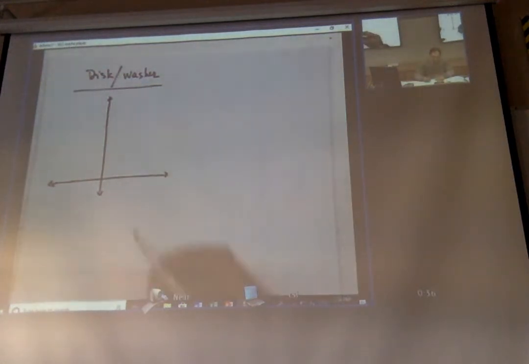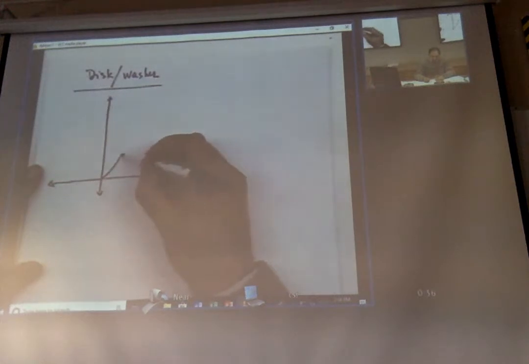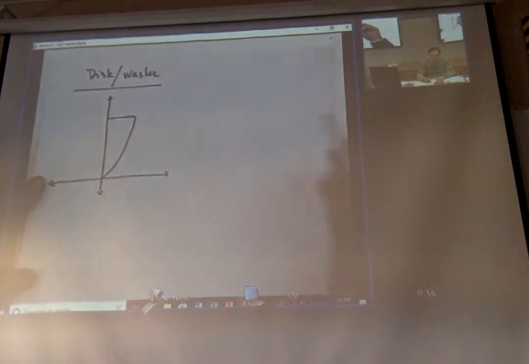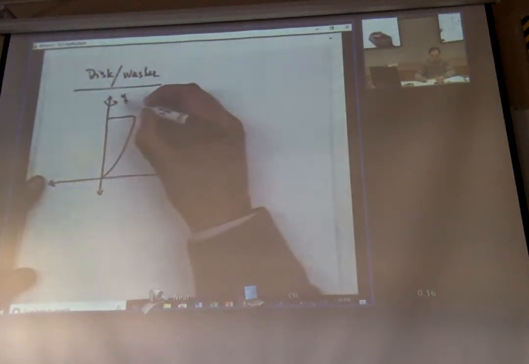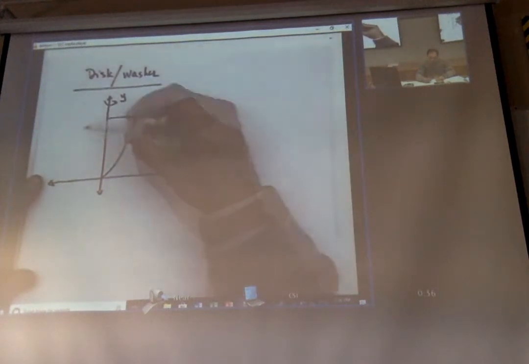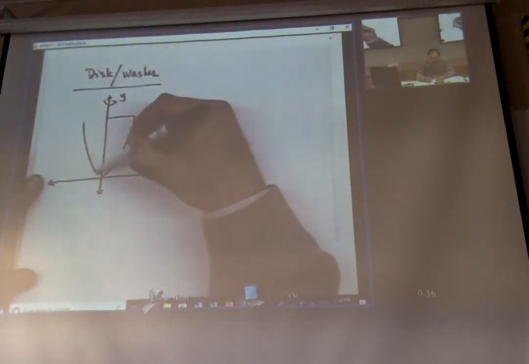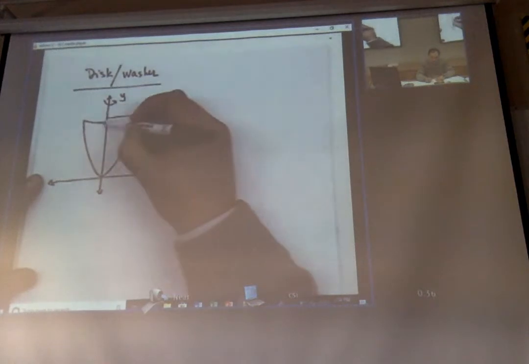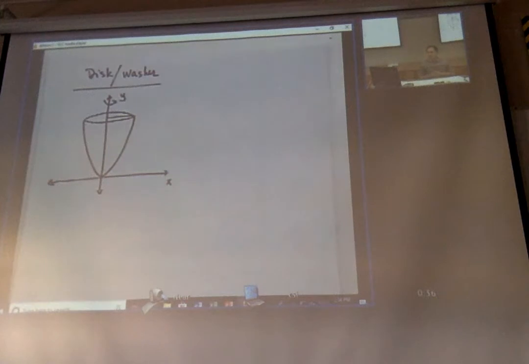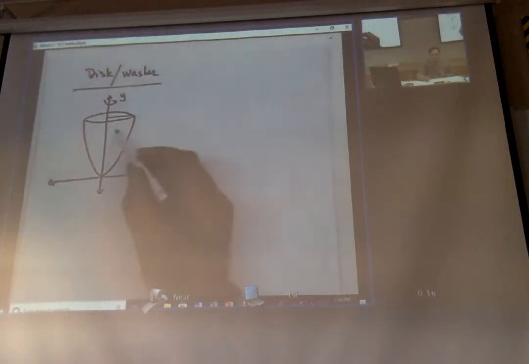If I have some function like this, for example, and this is my area that I will be rotating about the y-axis, we understand that we're going to get something like a cup. But what's special is that it's not hollow, right? It's a solid piece, because you're rotating this entire area.